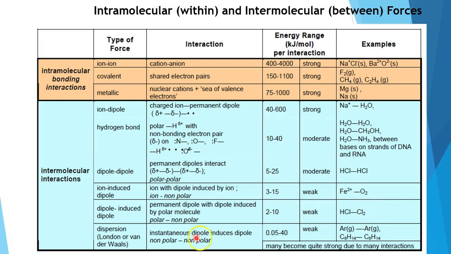However, at any given time, this molecule can induce the electrons to move in a specific direction, and the molecule becomes polarized. And last but not least, we have the weakest type of force, the dispersion, London or van der Waals force. Instantaneous dipole induces dipole, non-polar to non-polar. The example here is argon interacting with argon. We know that these are not reactive, but they can affect each other by this instantaneous dipole-induced dipole. And then we have another case of C6H14 molecules interacting with each other.